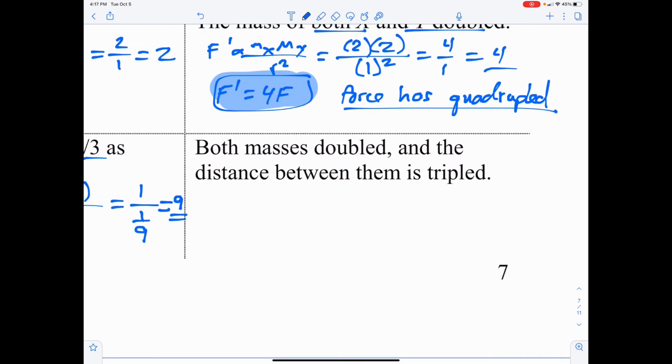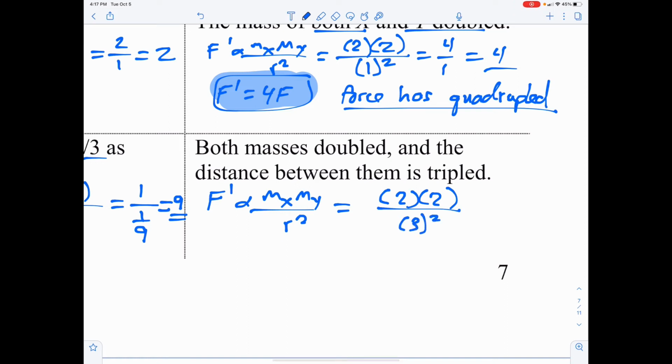And in this last example, we have a mass doubling, both masses doubling, and the distance between them tripling. F prime is proportional to mass x times mass y over r squared. So we have double times double, both masses double, divided by the distance between them, which is tripled squared. 2 times 2 is 4, over 3 squared is 9. It means the new force is 4/9 as big.